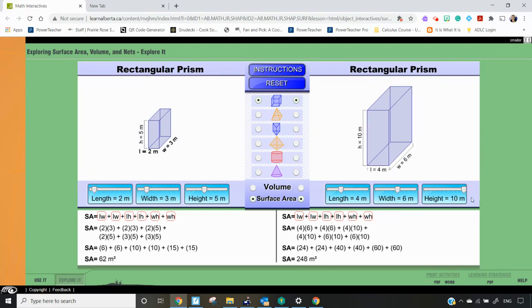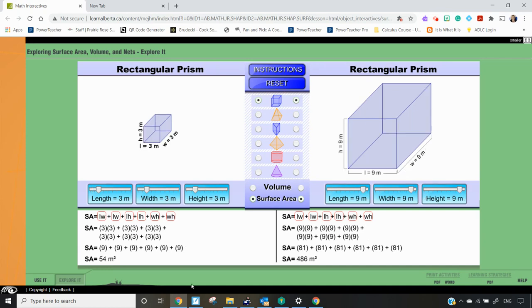Now let's take a look at one more example here where our dimensions are not all the same size. So I have a rectangular prism that measures 2 by 3 by 5, gives us a surface area of 62 meters squared, versus a rectangular prism where all of the dimensions have been doubled. So now we have 4, 6, and 10, and we have a surface area of 248 meters squared. Well, if I take 248 and I divide by 62, once again, the surface area has quadrupled. All right, so what happens if we triple all of our dimensions? Here we have original rectangular prism is 3 by 3 by 3, gives us a surface area of 54.